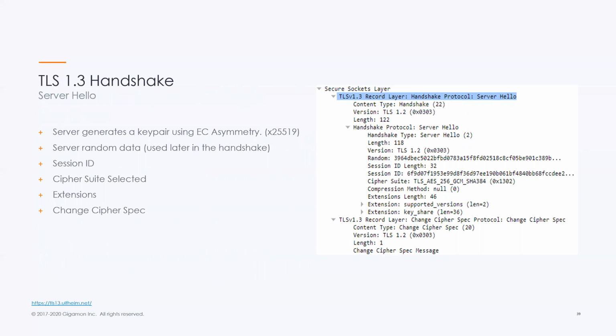Now the server hello. The server generates a key pair using elliptic curve asymmetry. The server sends the server random data that is used later in the handshake. Session ID, the cipher suite is selected. The extensions are sent from the server and then change cipher. So you can already see the client hello sends almost all the necessary data to the server. The server hello completes the remaining missing pieces, and then you're ready for a change cipher.